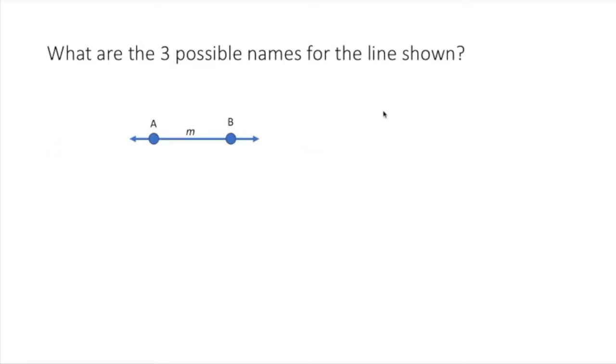Okay, we can name this line with the points. We can name it line AB, or we can go reverse, BA. Normally alphabetically is the preferred, so AB would be the most common, or you could just name it with its lowercase letter here, line M.